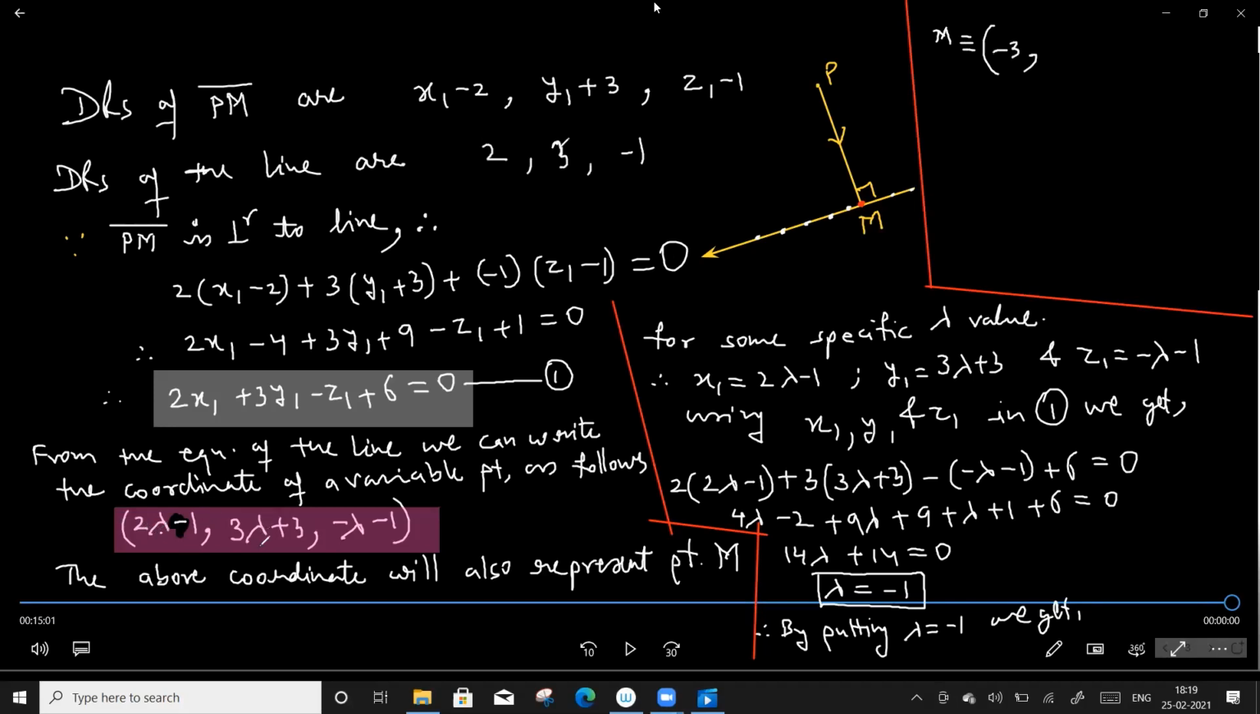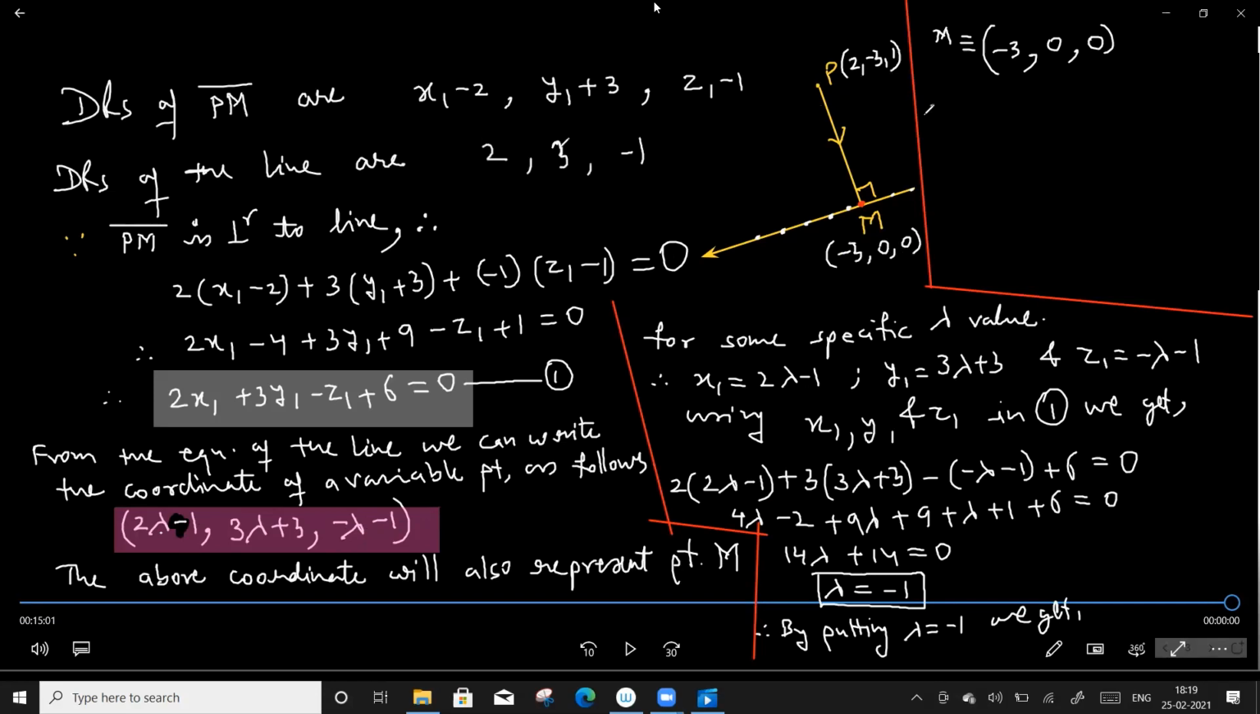Then here you have lambda is minus 1, so minus 3 plus 3, you get 0. And then lambda is minus 1, so minus of lambda will be 1, minus 1 becomes 0 again. So you got M as minus 3, 0 and 0. What is point P? P we had as 2, minus 3, 1. 2, minus 3, 1 was point P.